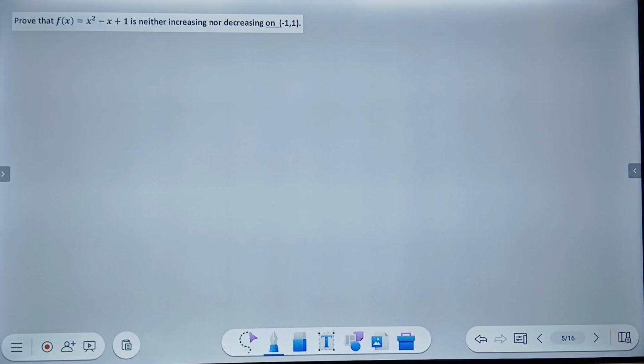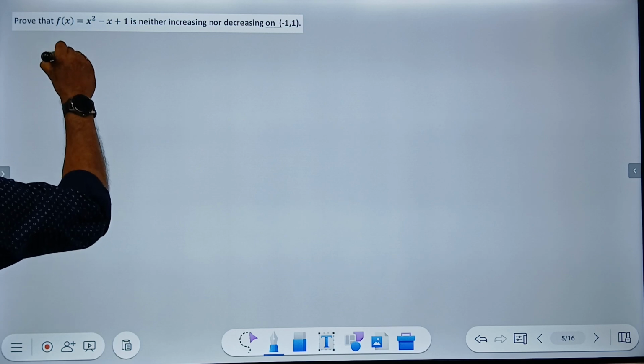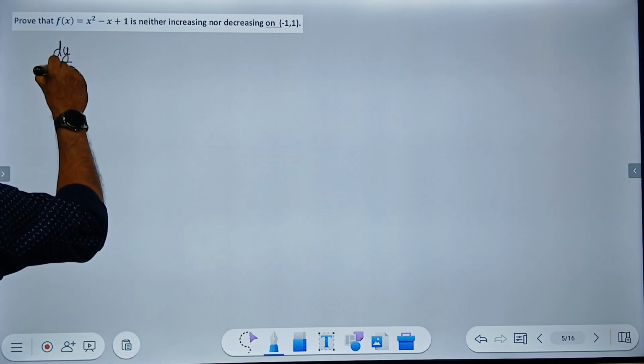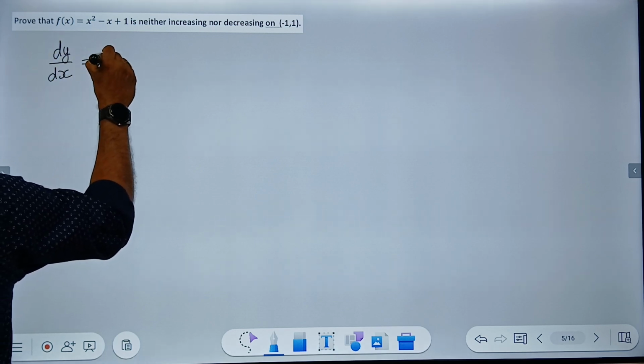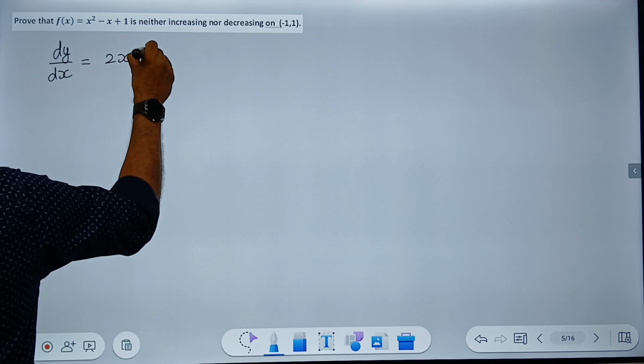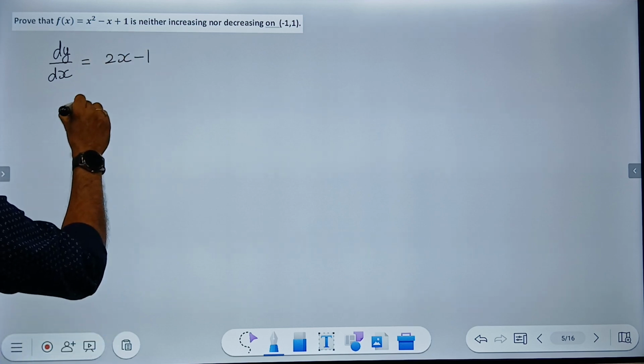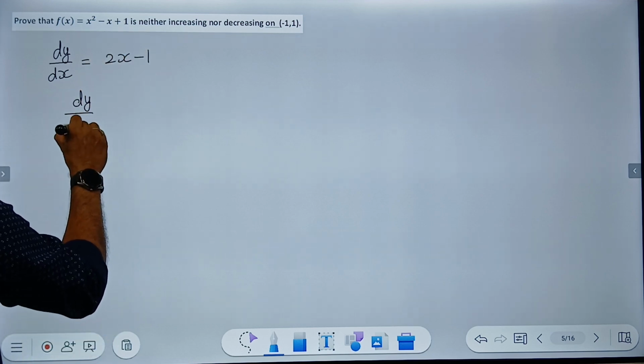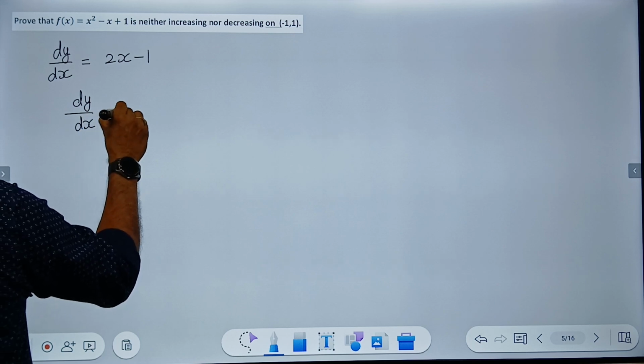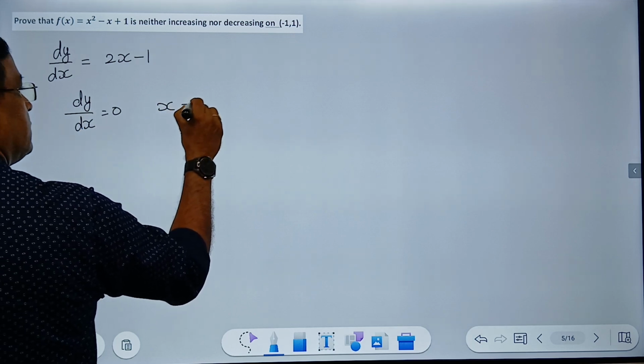Prove that the function x square minus x plus 1 is neither increasing nor decreasing. So what will I do? First I will find dy by dx. What is dy by dx? dy by dx will be 2x minus 1. Then I equate it to 0. When I equate it to 0, I get x is equal to 1 by 2.